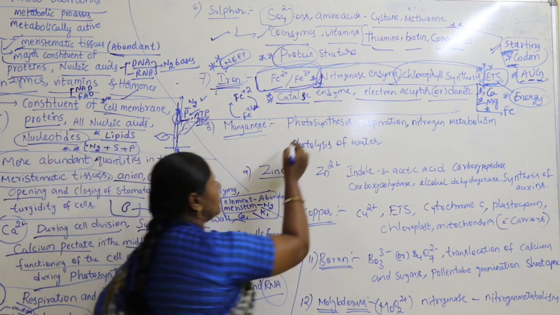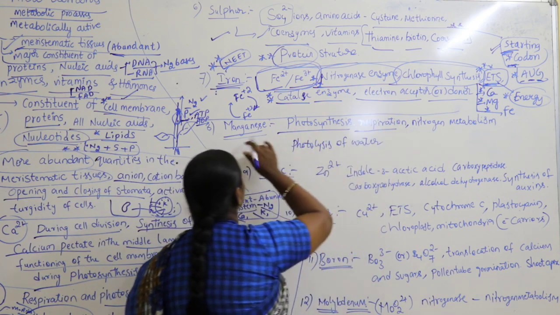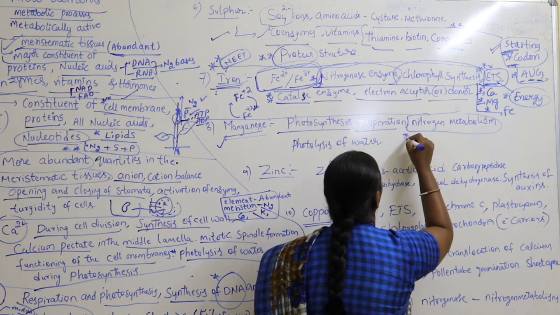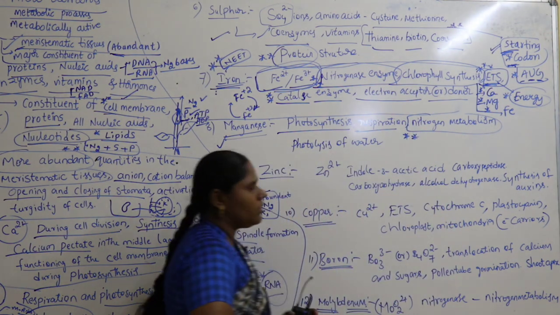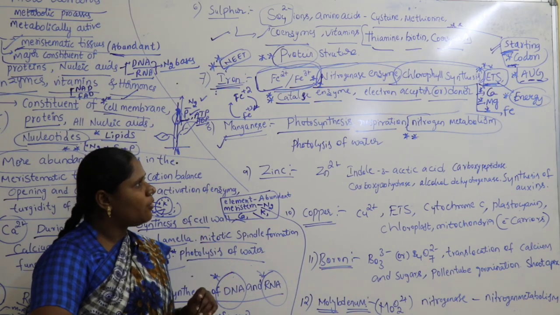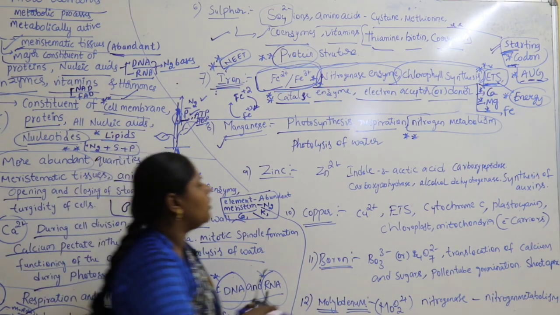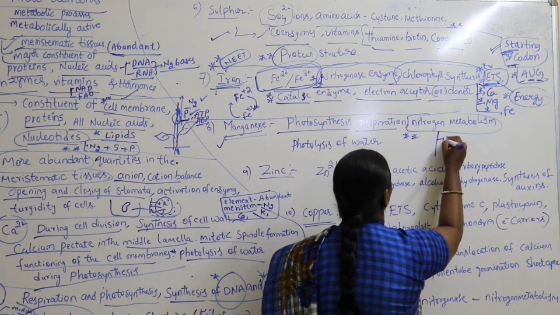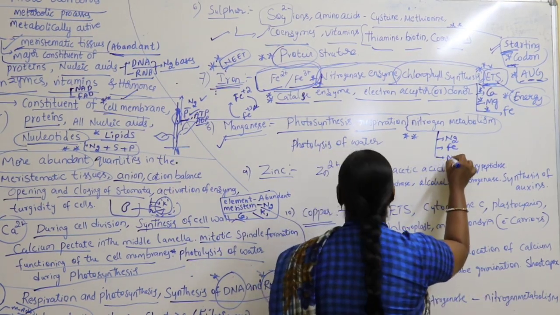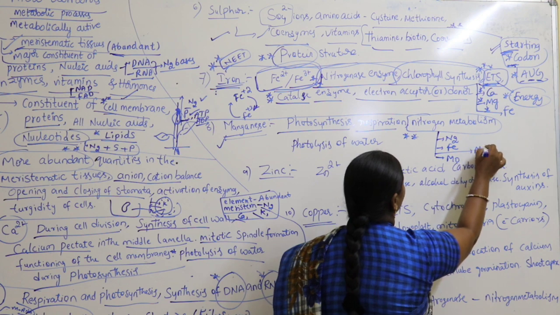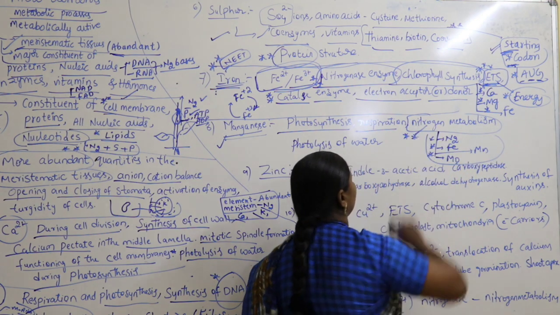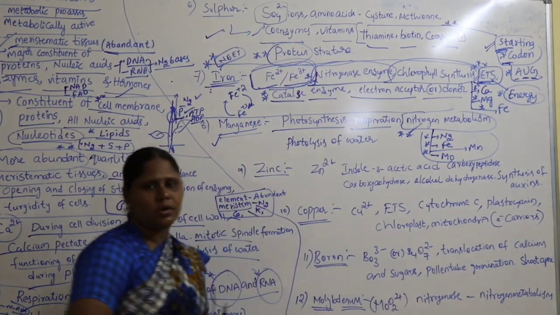So if you take photosynthesis and respiration, manganese also plays an important role in nitrogen metabolism. Now if you look at which elements play an important role in nitrogen metabolism, then what do we have along with the nitrogenase enzyme, right, molybdenum. So along with that, manganese. So these all are the elements which play an important role in nitrogen metabolism.